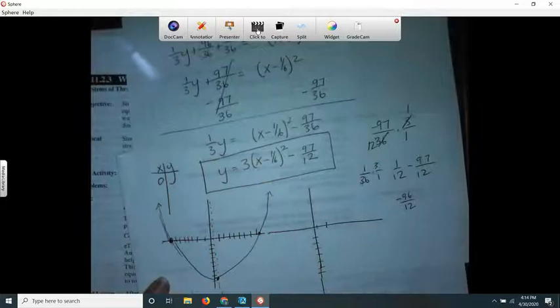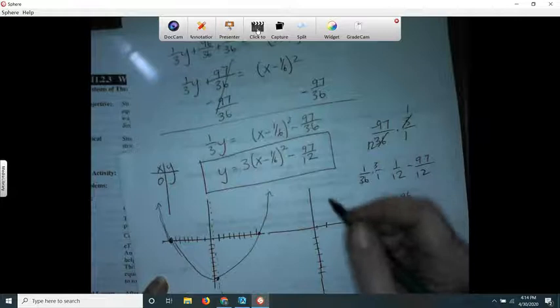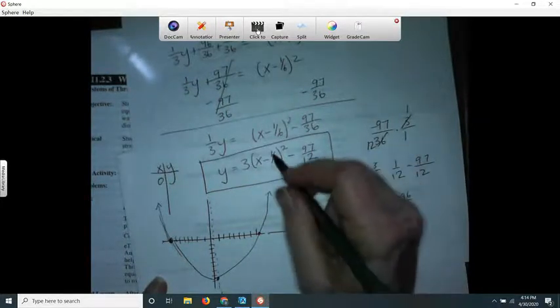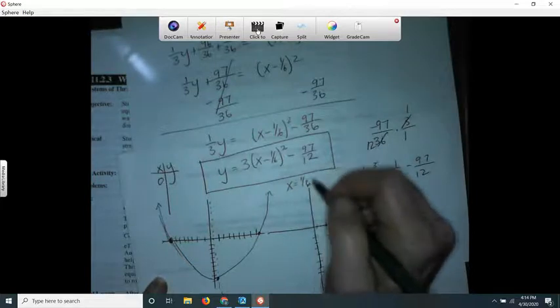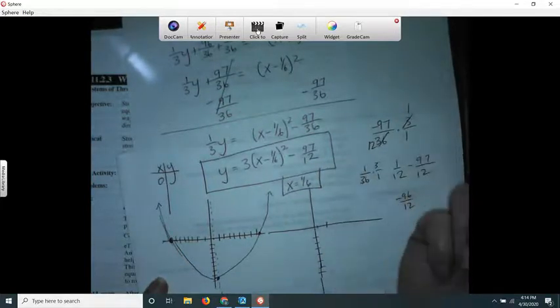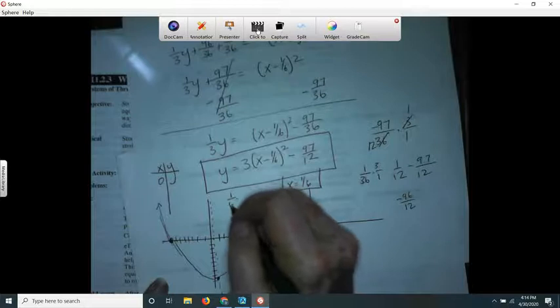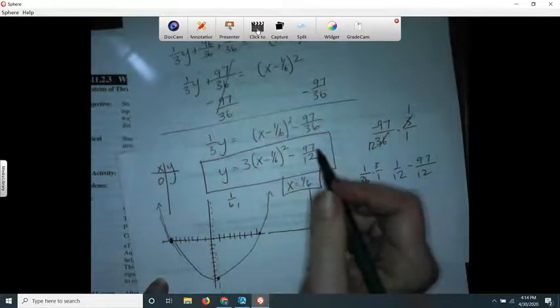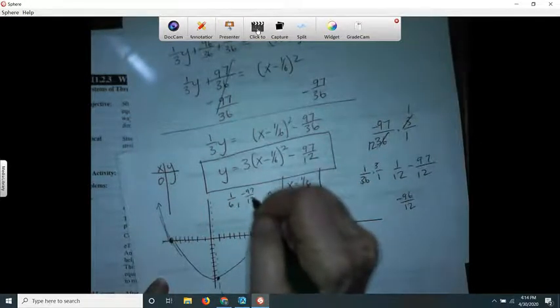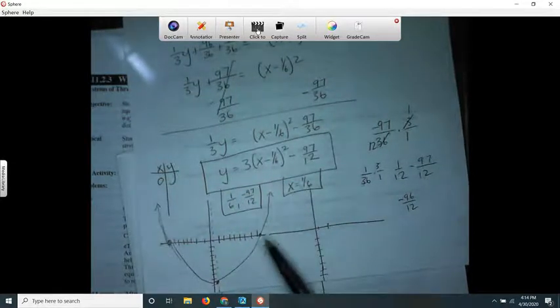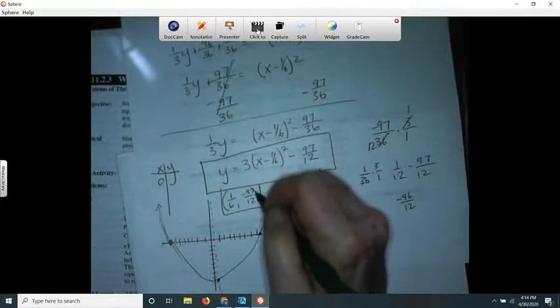And then I have to say what the axis of symmetry is. I'm going to say that it's x equals 1/6. And what's my vertex? My vertex is going to be 1/6, comma, negative 97/12. Okay, so there's my axis of symmetry, there's my vertex. There's my graphing form, and there's my graph.